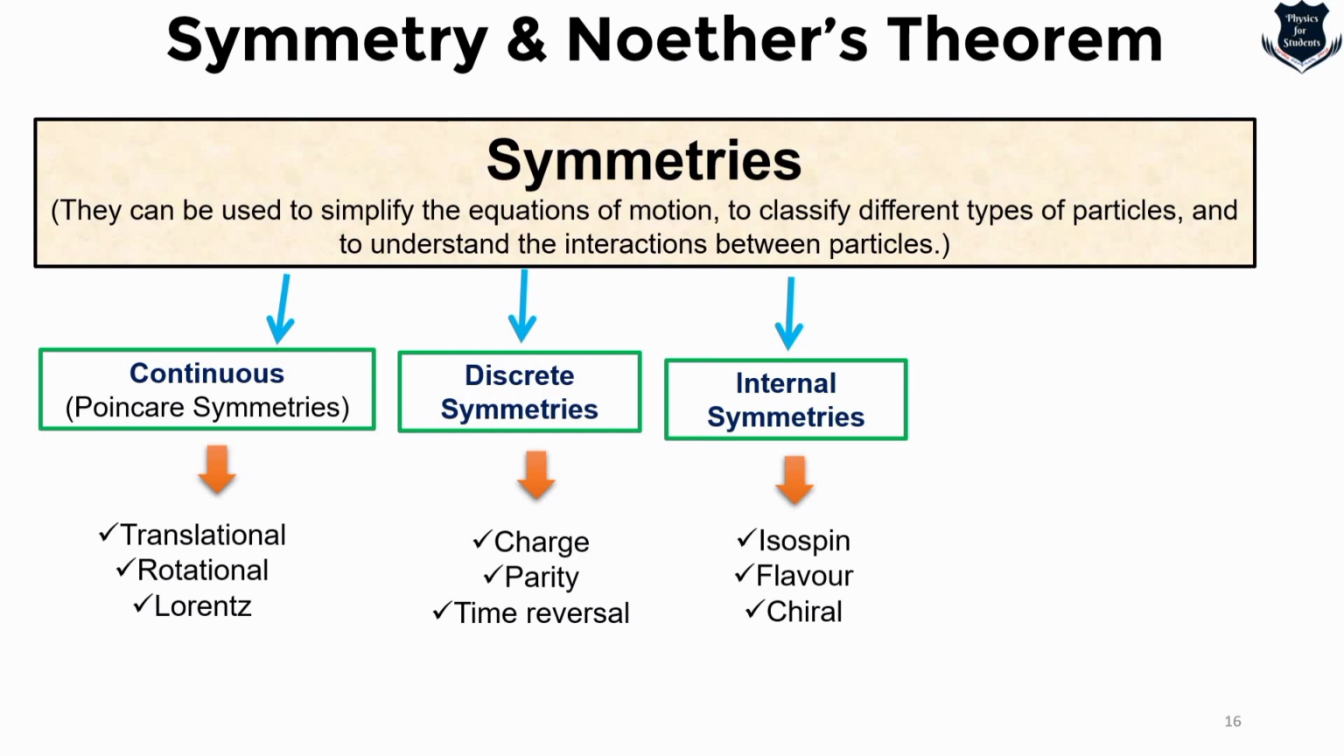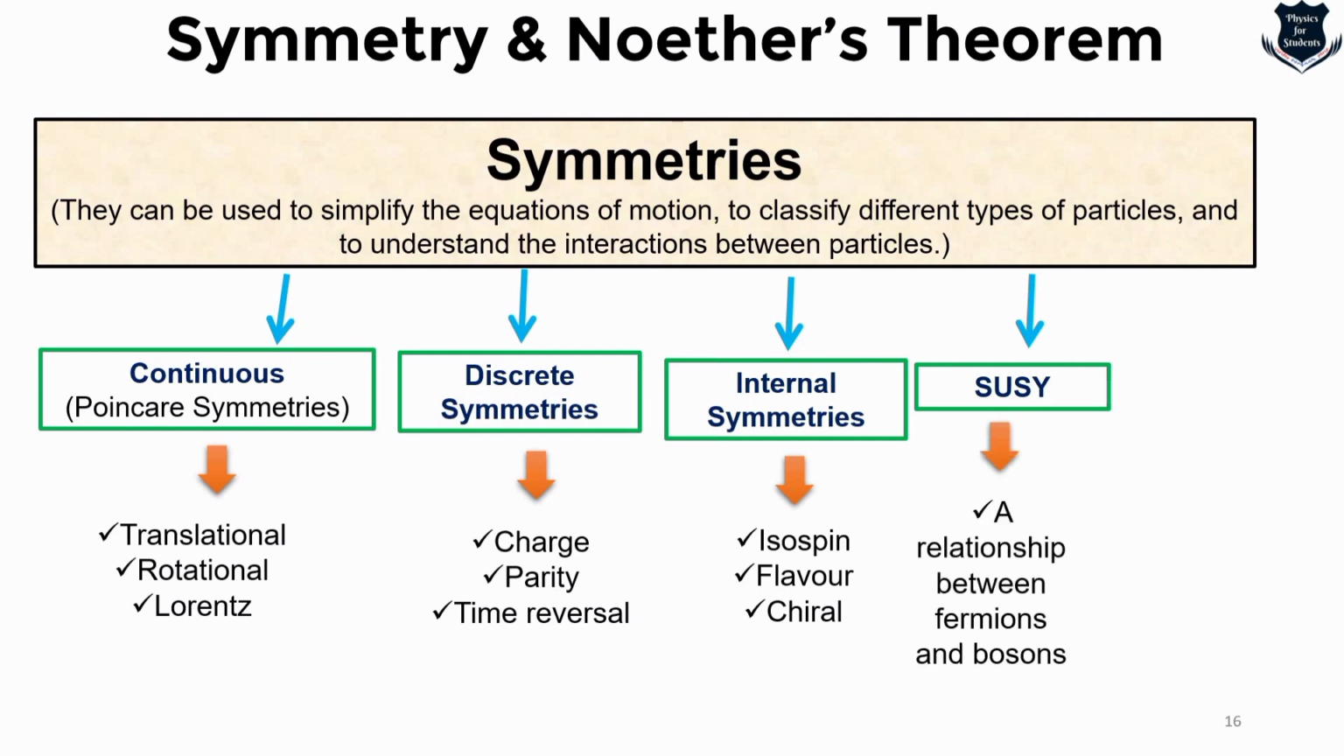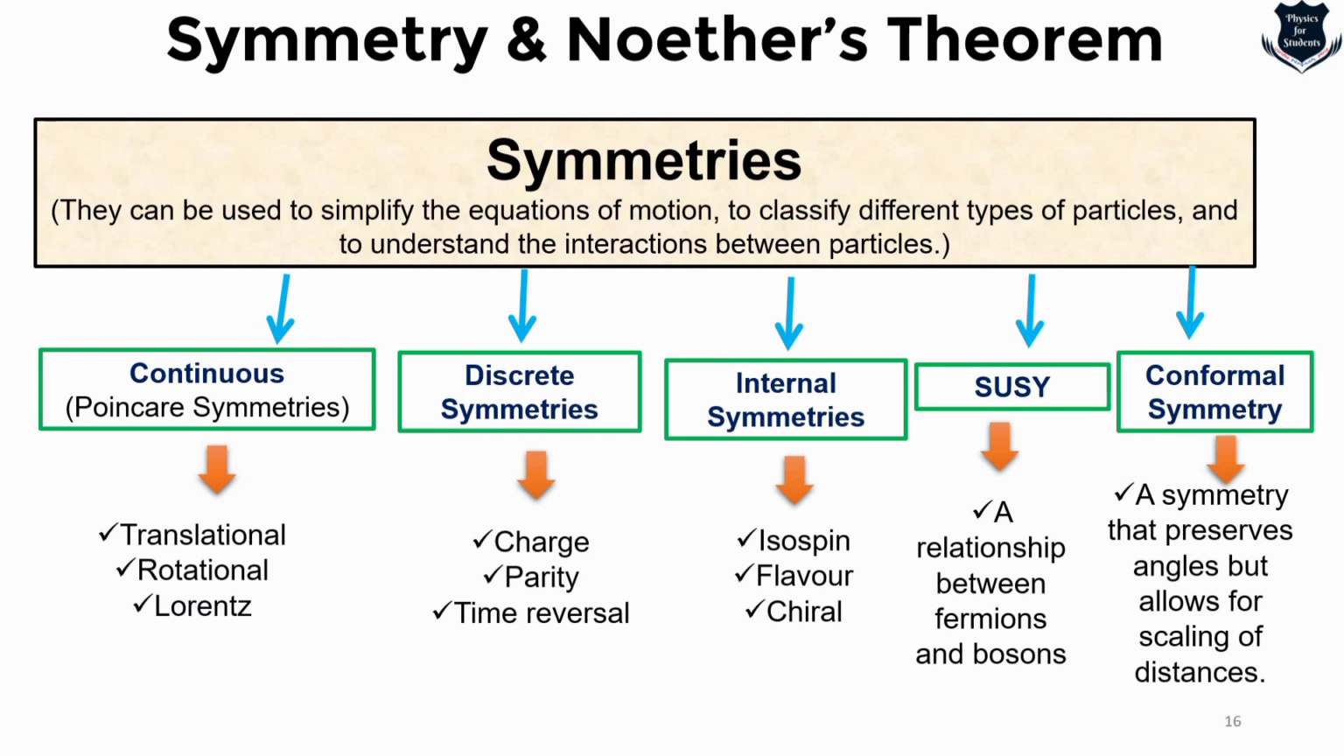Similar to isospin, it is an internal symmetry that involves transformation among particles of different flavors. Then we have chiral symmetry, a symmetry that involves the handedness or chirality of particles, and it is relevant for massless fermions. Then we have something called supersymmetry. It is a theoretical symmetry that proposes a relationship between fermions and bosons, providing a solution to certain issues in particle physics which we are not dealing with right now. But understand that SUSY, or supersymmetry, says that each particle is paired with a supersymmetric particle. Then we have conformal symmetry, a symmetry that preserves angles but allows for scaling of distances, and it is relevant in theories with conformal invariance, such as in the theories of critical phenomena.